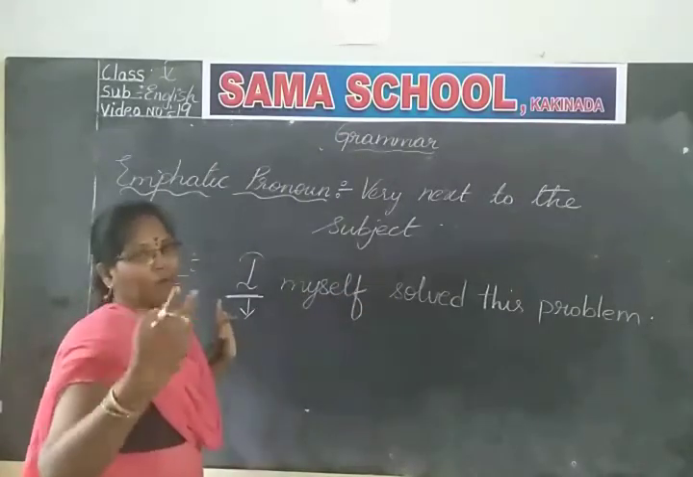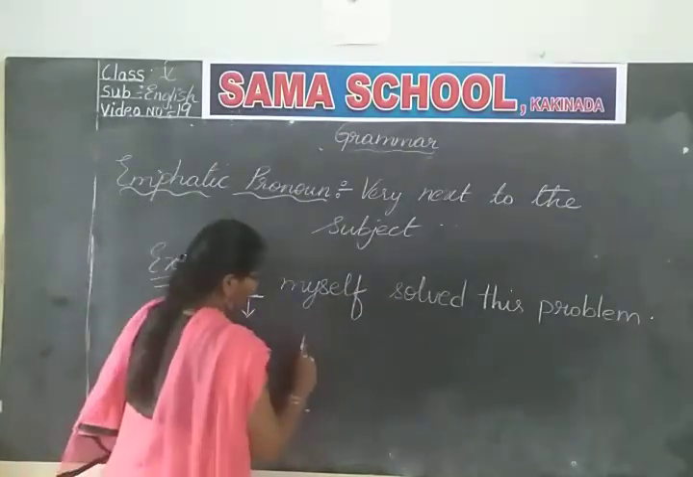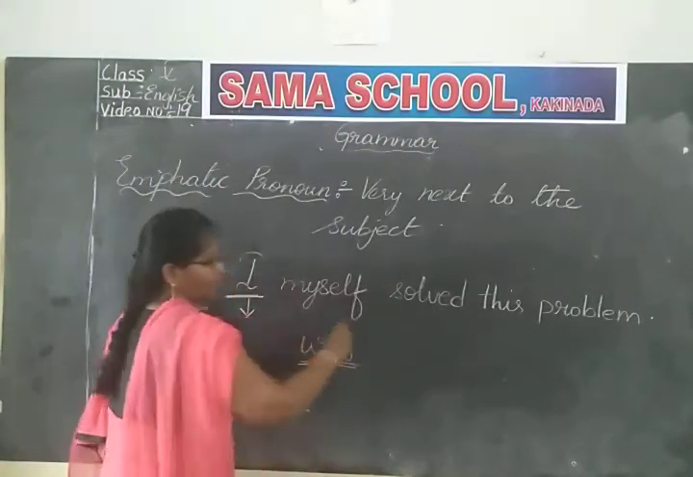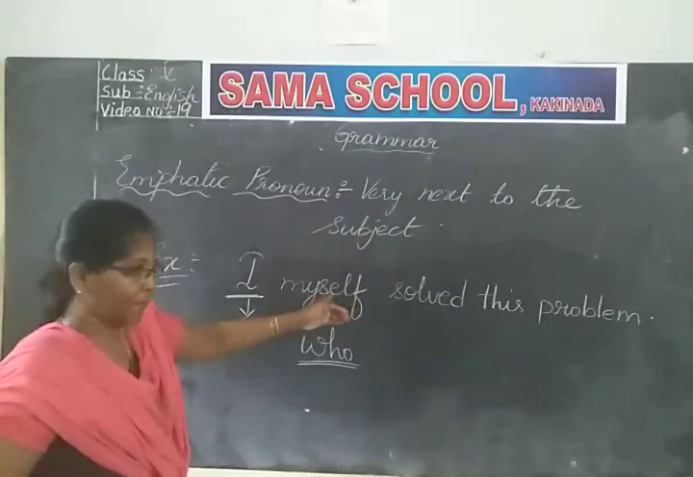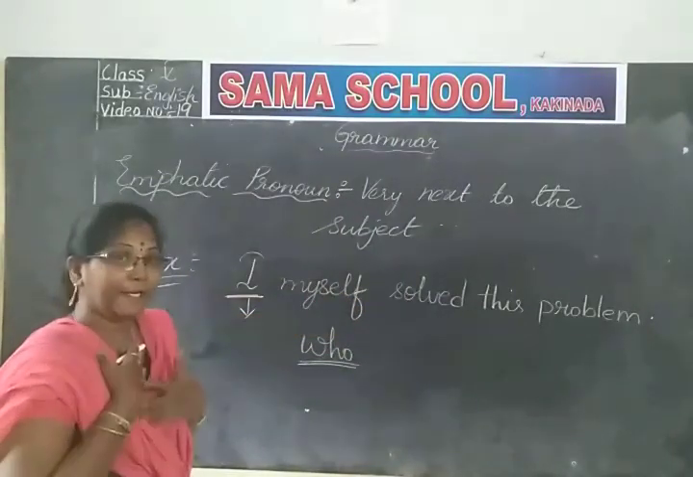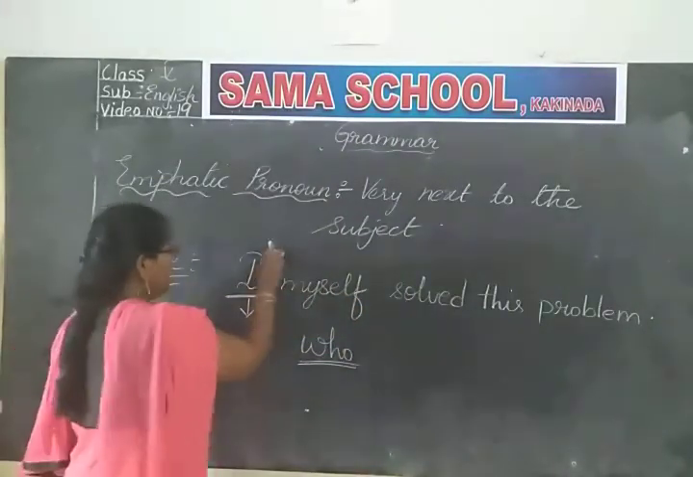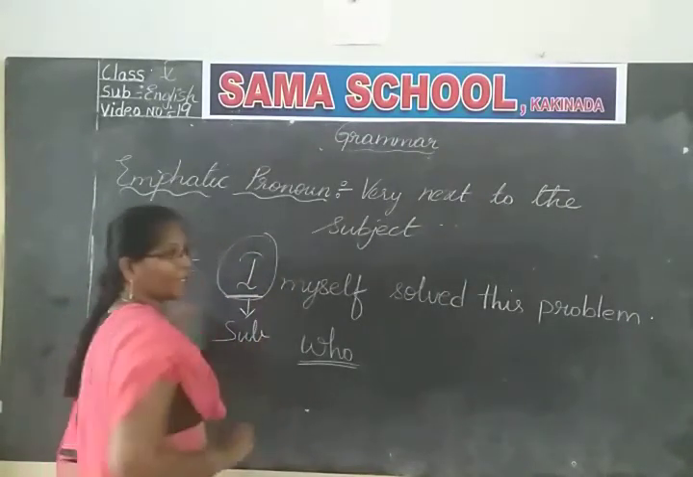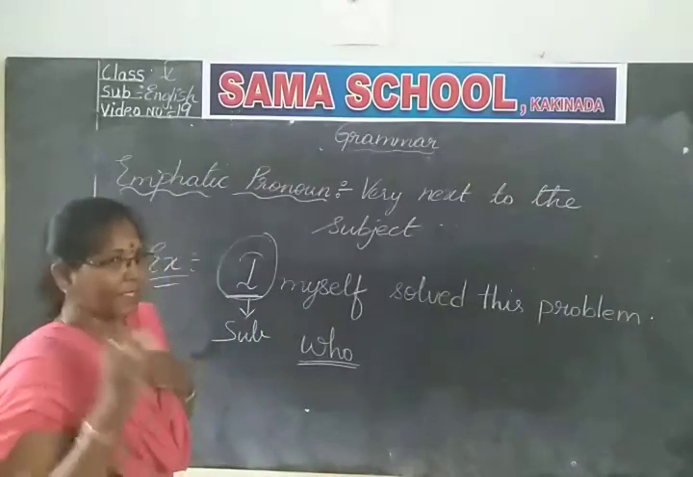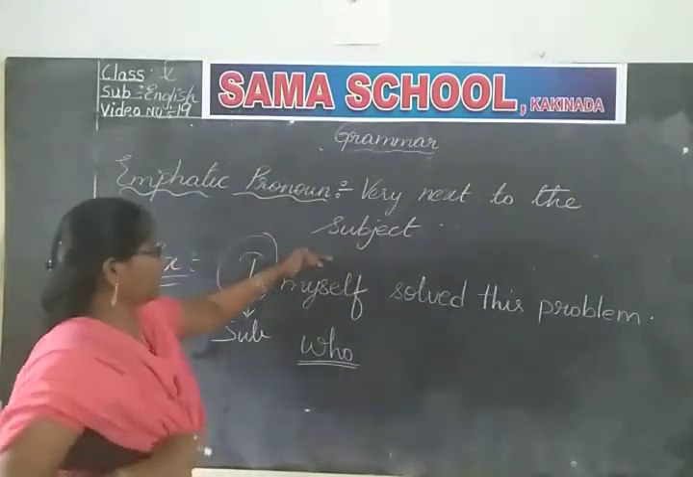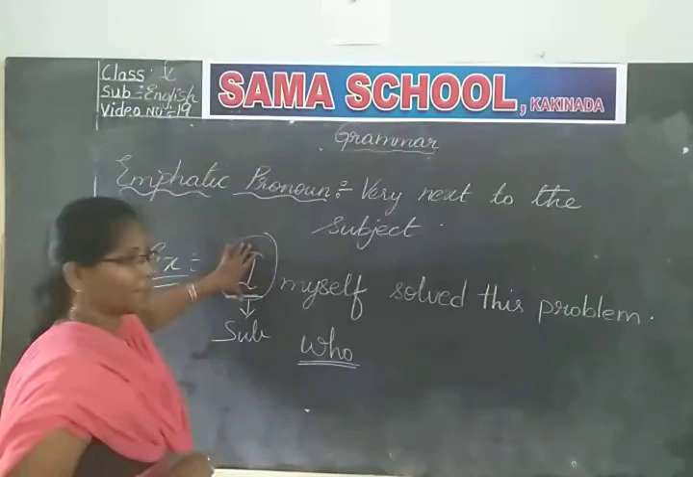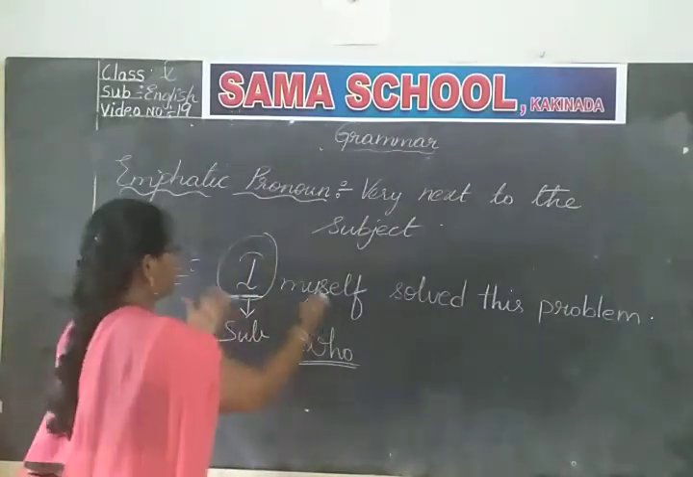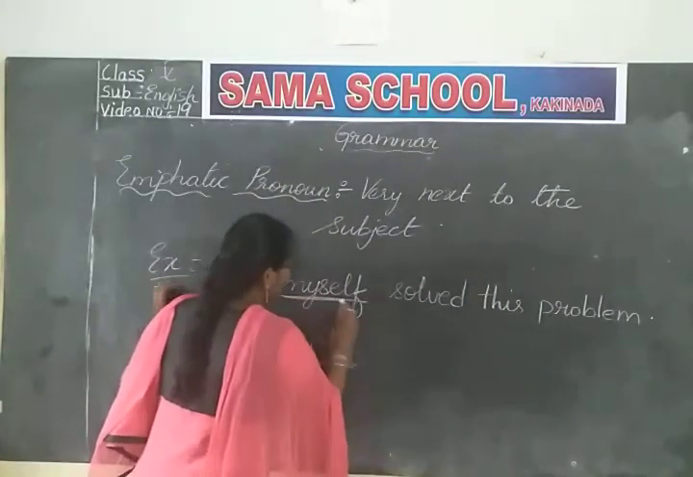When you put a question, you know how to identify the subject, no? When we ask who or what, we will get the answer. Who solved this problem? Then the answer comes: I. Then I is considered the subject. Did you understand, children? In this sentence, I is the subject, meaning we are talking about me. Next to the subject, you got the word myself.